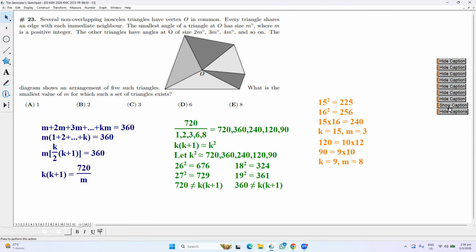But when K is larger, M is smaller. So the answer M is 3. It is the smallest. 8 is an answer, but it's not the smallest. So this kind of idea, you see consecutive, you can approximate as square. And you can see that it helps to simplify the amount of work to eliminate.